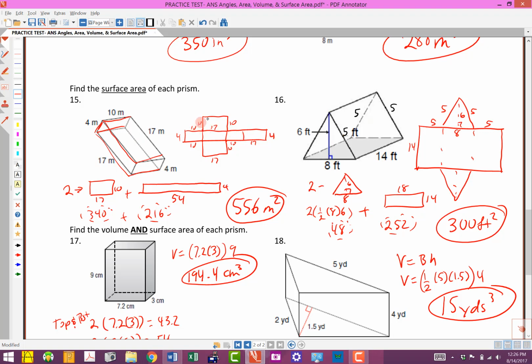So if this is 10, that's going to be 10, if this is 10, that's going to be 10, and then we've got that alternating pattern, 10, 17, 10, this front side's got to be 17, I've got all those marks there. So if you want to do it that way, that's fine.